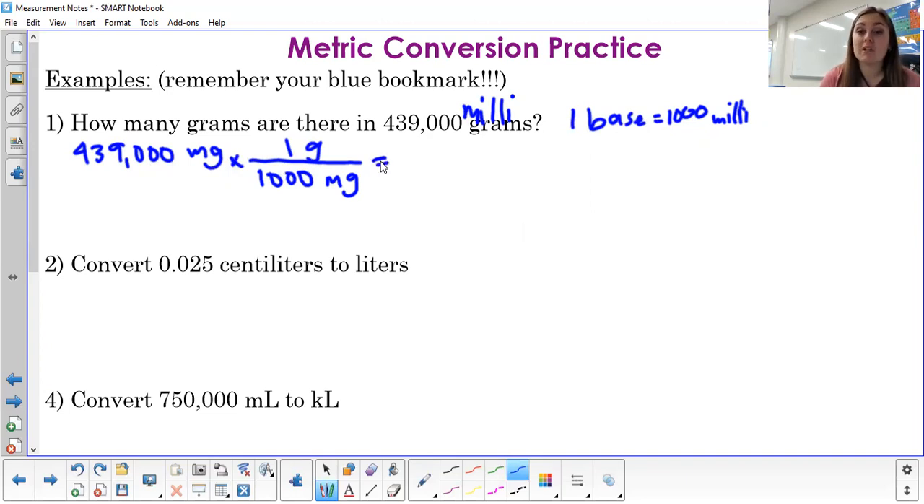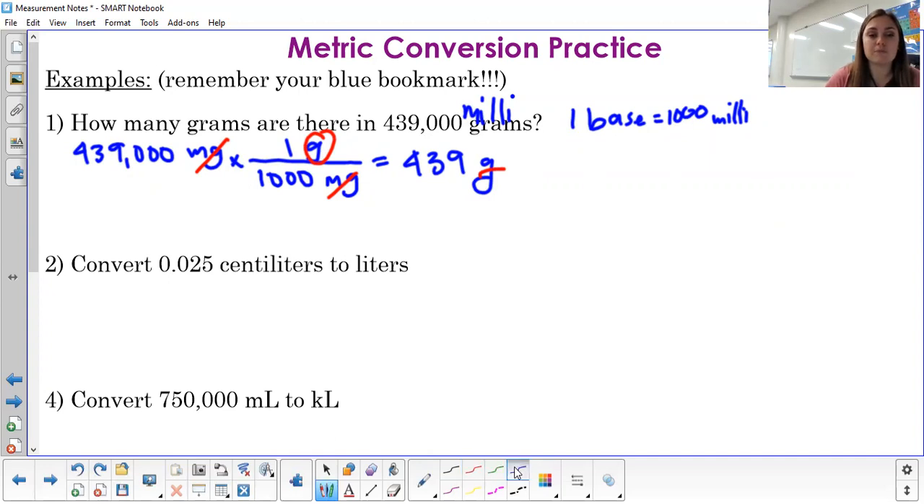I fully believe in our ability to multiply fractions here. 439,000 times 1 is 439,000. Then we take that and we divide by 1,000. You should get 439 grams. And I know this all works out because milligrams and milligrams cancels out. The only thing you're left with is grams. So that's how you know you're left with grams here at the end.